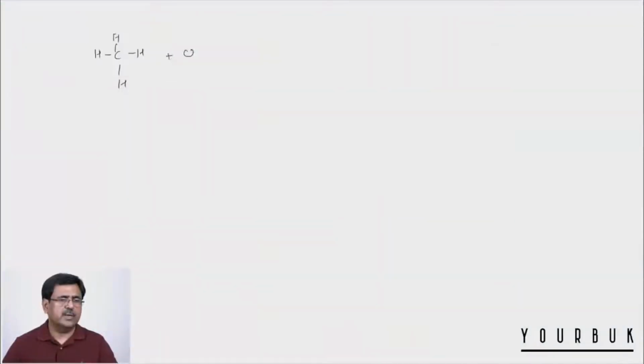So methane, on reaction with chlorine in the presence of light, gives one and only one product. This is called chloromethane, and HCl is a side product.